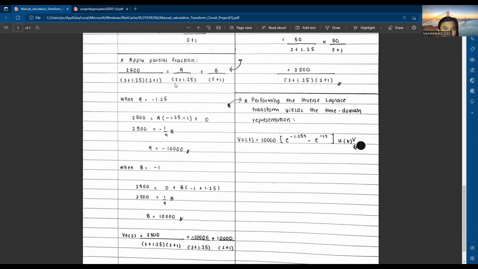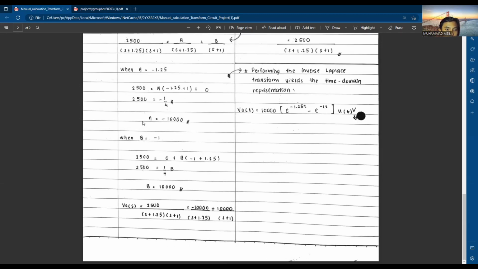So we change the value of S to A equal to negative 1.25, and then 2500 equal to A, negative 1.25 plus 1 is equal to negative 1 over 4, and then the value of B, we can conclude the value of B is 0, and then the value of A we get is 4 multiplied by 2500 and then divide by negative 1, which we get is negative 10,000.